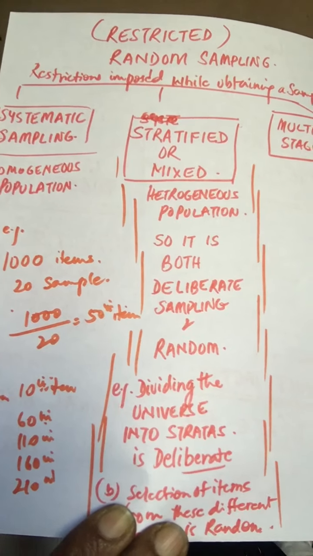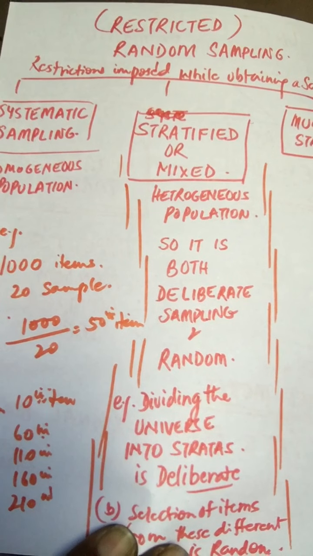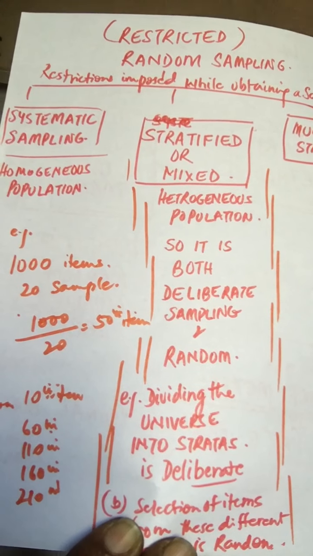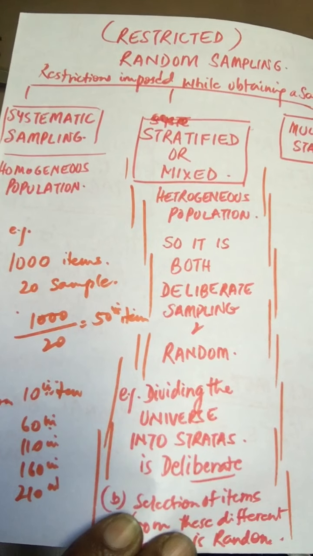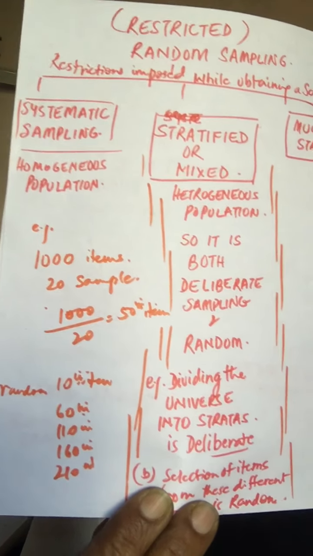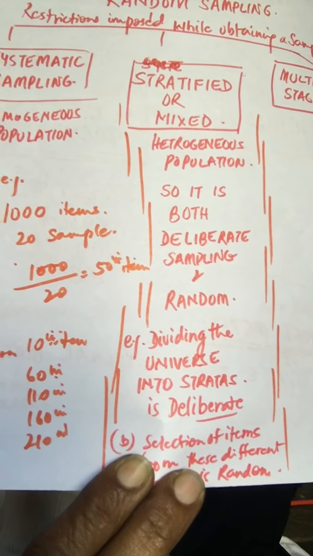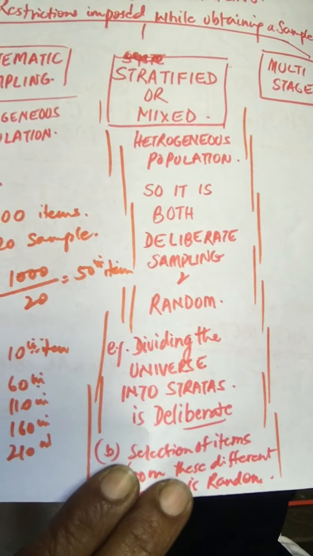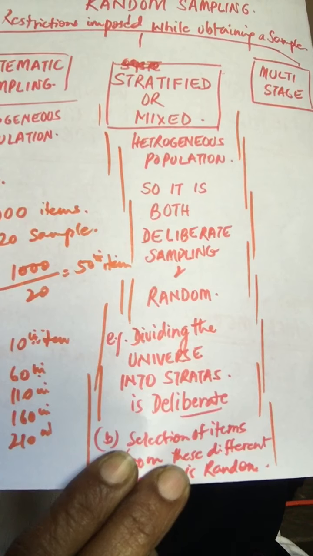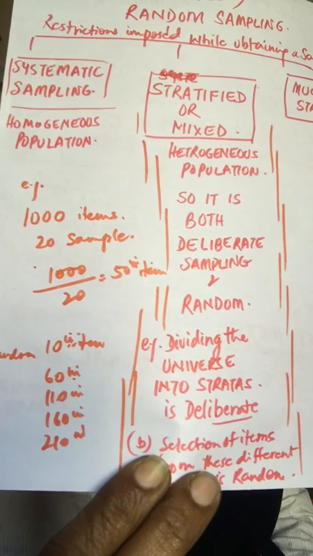Stratified sampling is also called mixed sampling because this method involves a mixture of both deliberate sampling and random sampling. The division of the universe into strata is deliberately done, but the selection of items from these different strata is done at random. For example, I want to improve my results as a teacher in my class of 60. So I'm going to divide it on the basis of marks: failures below 33%, mediocre 33 to 60%, good 60 to 90, and excellent 90 and above.